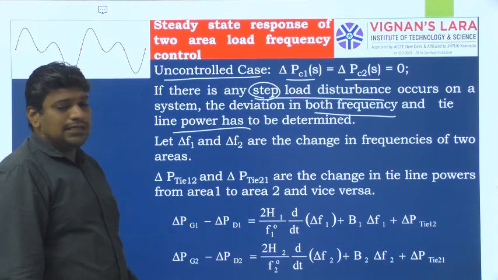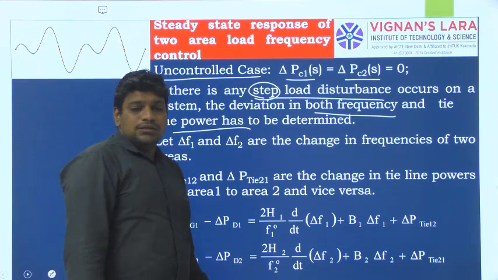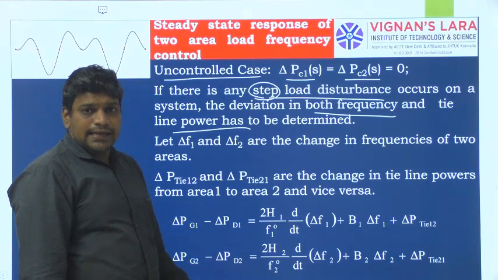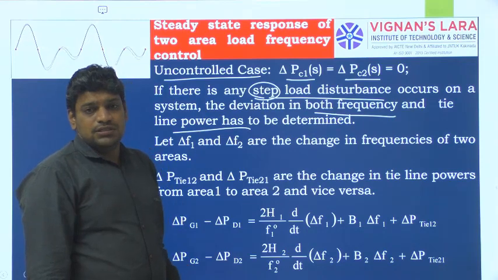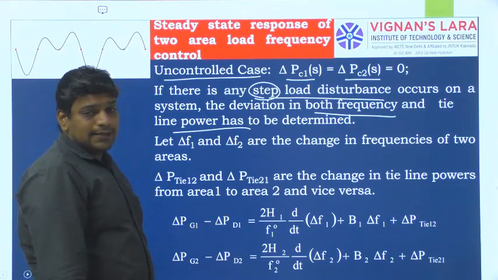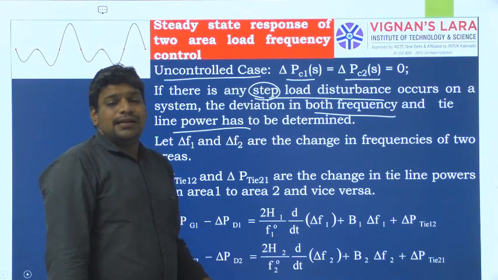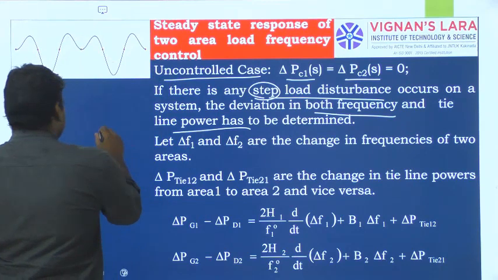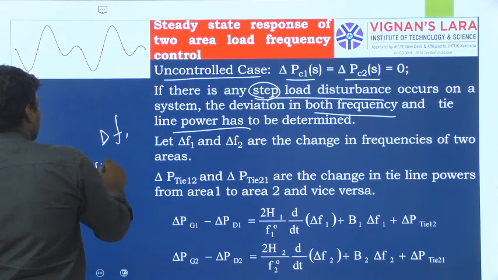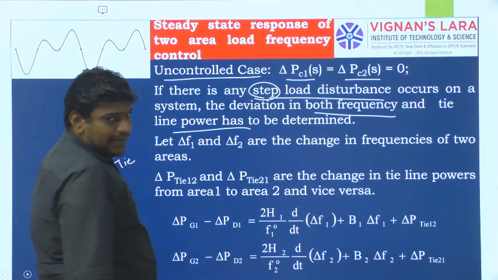So in case of single area, we have gone through area control error. Since it is a single area, the area control error consists of only one parameter, which is the change in frequency. In case of a two-area load frequency control, the area control error consists of two parameters. One is the change in frequency, another one is the change in tie line power, delta P tie.